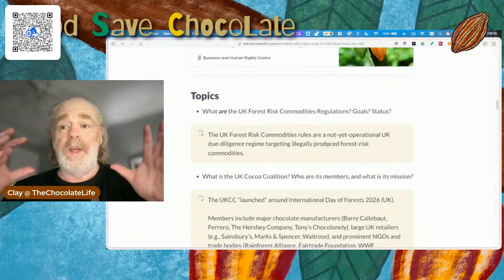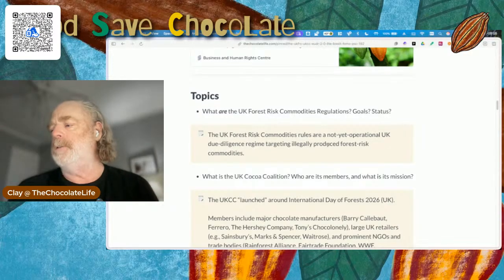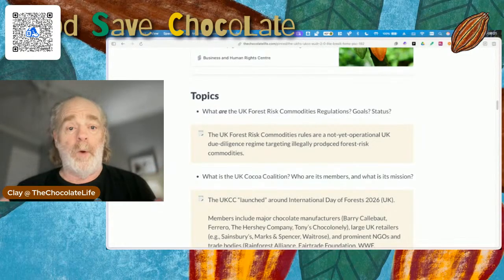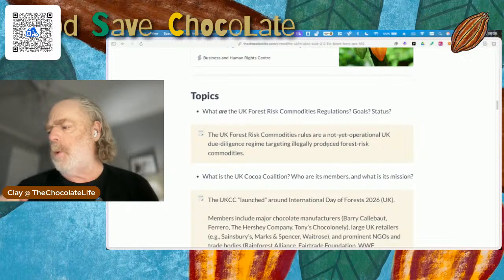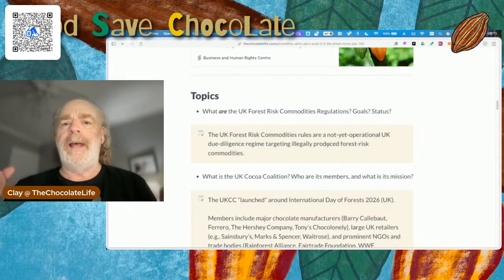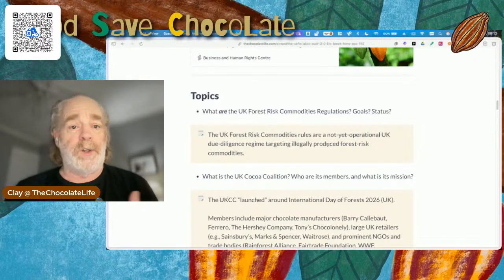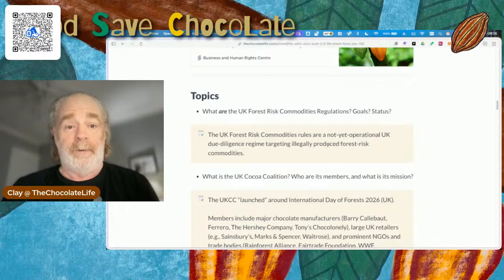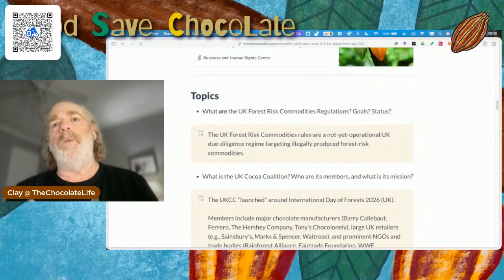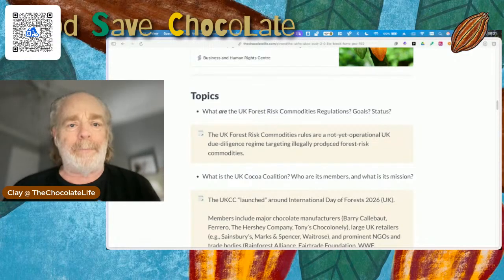The UKFRC is a regulatory framework, a regime, that is currently being proposed. It was proposed almost five years ago now, I believe in 2021, when the UK Parliament said we need to do something. Maybe it was Brexit FOMO: now that the UK is no longer part of the EU and technically not directly beholden to the EUDR regulations, the UK said, well, we better do something about that.